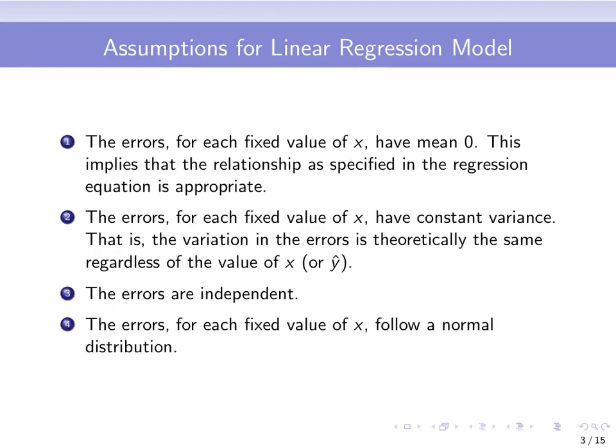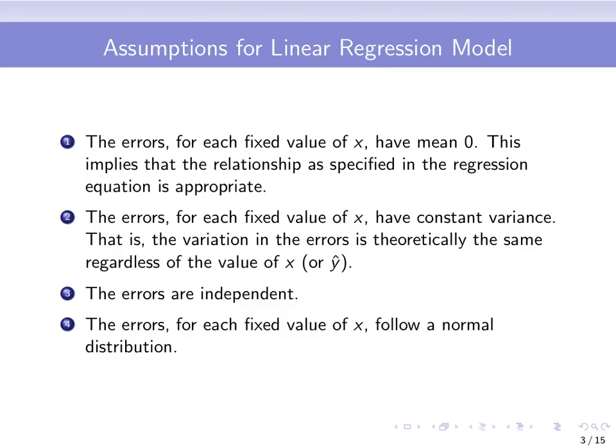Now, if you prefer to think in more regular language, the byproduct of the previous statement has the following meanings. The first assumption could be viewed as saying that the error terms for each fixed value of x have mean 0. So if you look at x equals 2, the average of the error is 0. For every possible value of x, the average value of the error is 0. The implication is that the relationship as specified in your regression equation is appropriate.